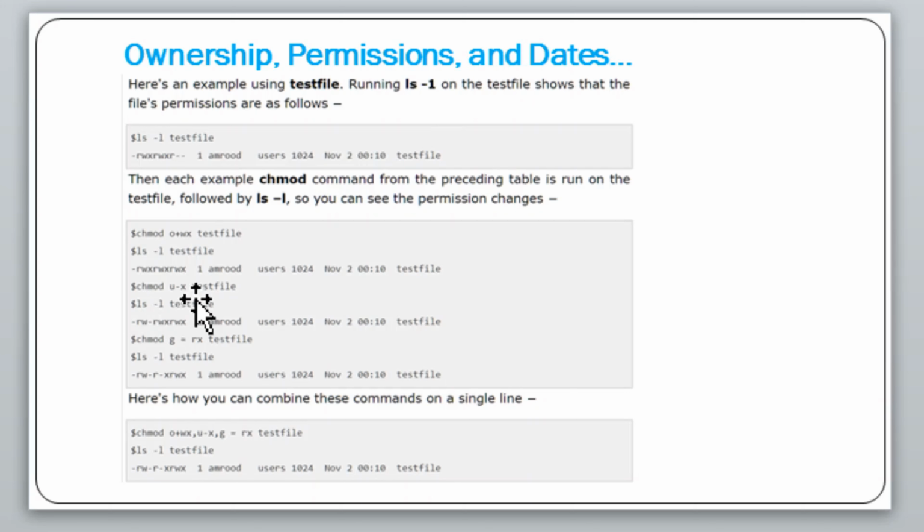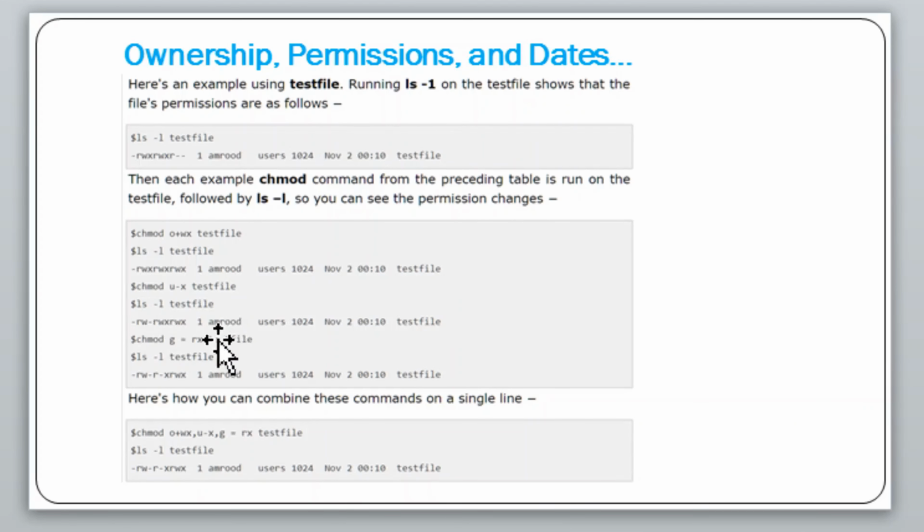We can also take away permissions. So chmod u, where u stands for user, minus x, to take away execute permissions. If you run ls -l on test file, you will see now that execute has been taken away from the user. Before, up here, we see user had execute, and now execute's taken away.